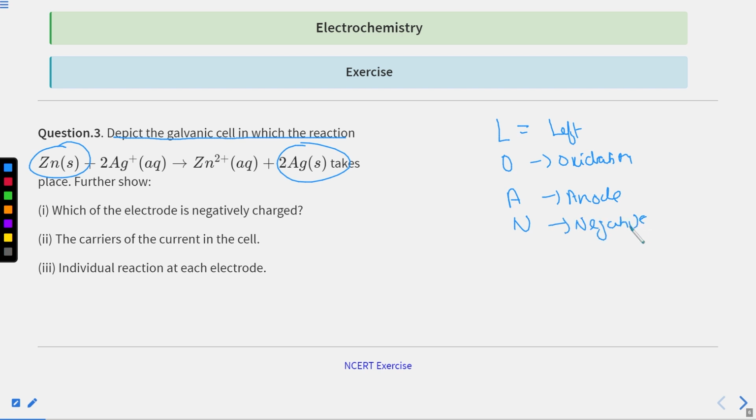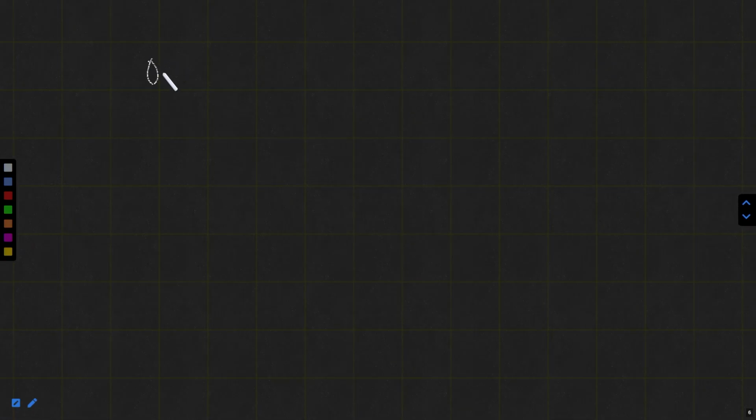Okay, so let us see this. Which one is having oxidation and which one is having reduction? Let us write the oxidation half reaction and the reduction half reaction separately. So let us bifurcate this reaction. Oxidation half reaction. Okay, so let me write it properly on the board.